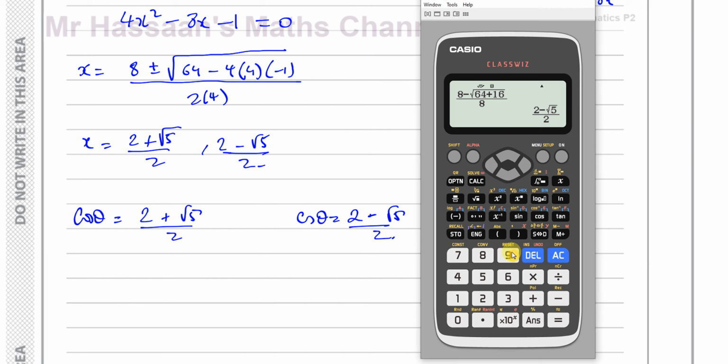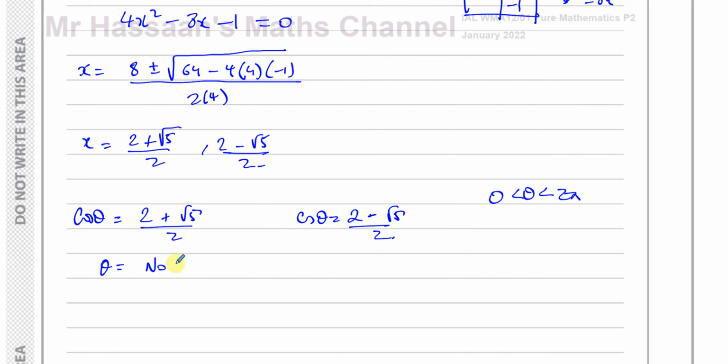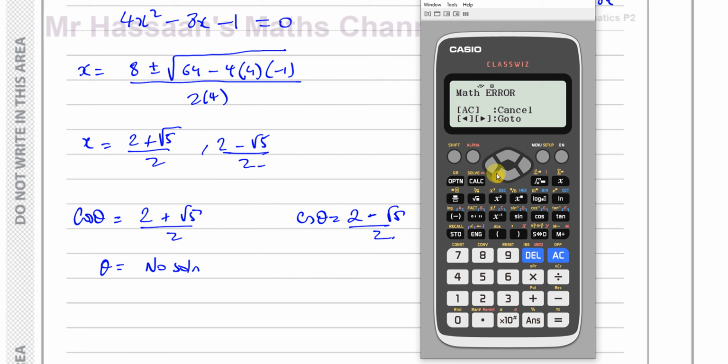I'm pretty sure the value of this one is going to be more than 1. Yeah. So this will have no solution. If I do inverse cosine of the last answer, you can see it's going to be math error because the value of this is more than 1. And the cosine curve never goes above plus 1 or below minus 1. So here you'll have no solution for this particular part. So the only solutions will come from this one. So this is 2 minus root 5.